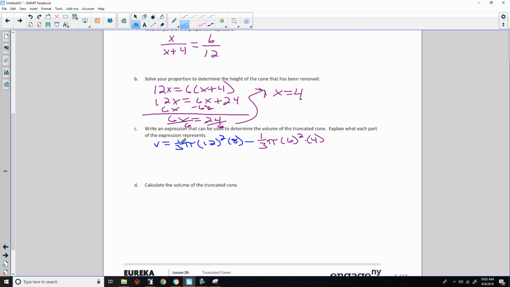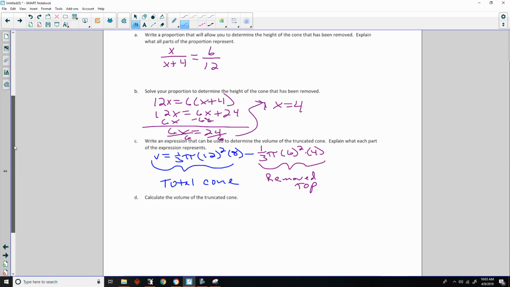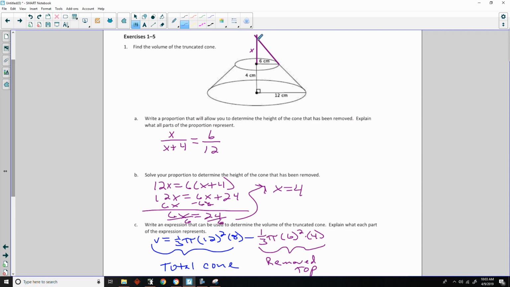So this is the entire total cone. And this is the removed top. Okay, so we're taking the whole thing minus the removed portion, and that will give us the truncated portion.